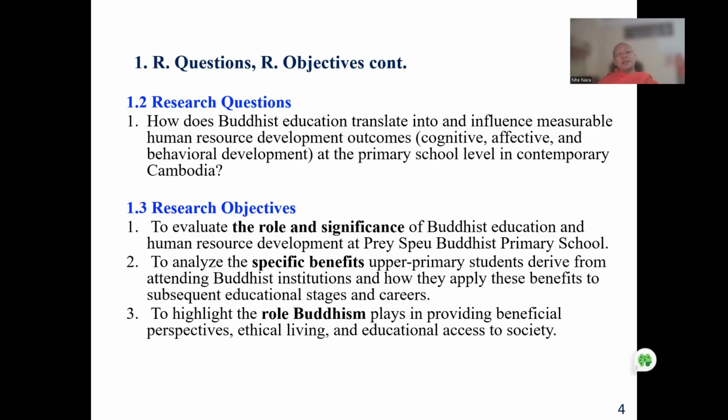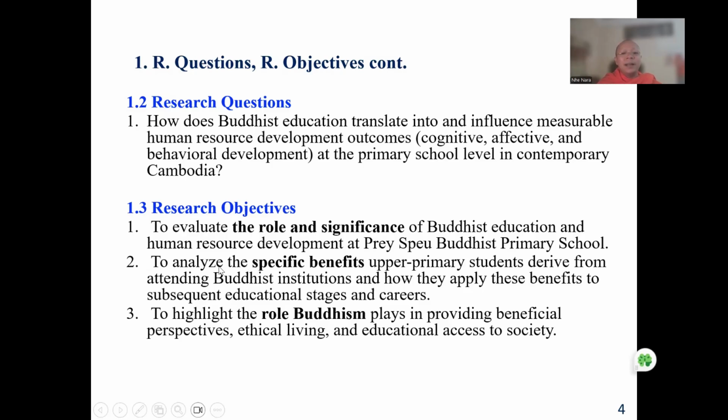The research questions and objectives. In this research question: how does Buddhist education translate into and influence measurable human resource development outcomes? Here I stated the three very important domains: cognitive, affective, and behavioral development at primary school level in contemporary Cambodia. To answer these questions systematically, the objectives break down into the first one: to evaluate the role and significance of Buddhist education.